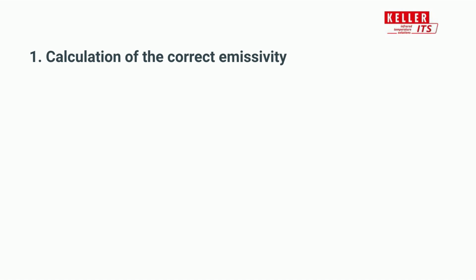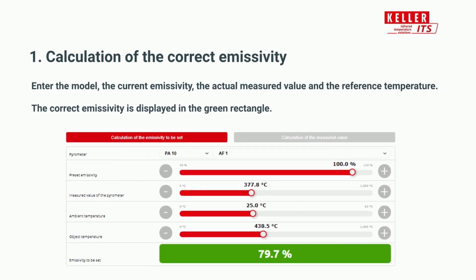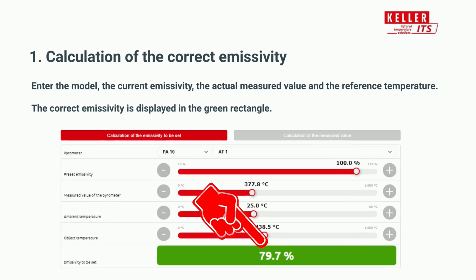Let us now check what you have to do to calculate the correct emissivity. At first, just enter the correct instrument and its type. Then, set the current emissivity setting of the pyrometer and also the measured value, and at last type in the real object temperature of the reference. As a result, you will now get the information which emissivity has to be set for a correct temperature reading.